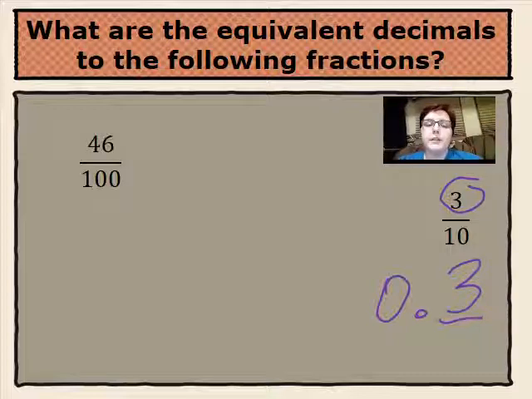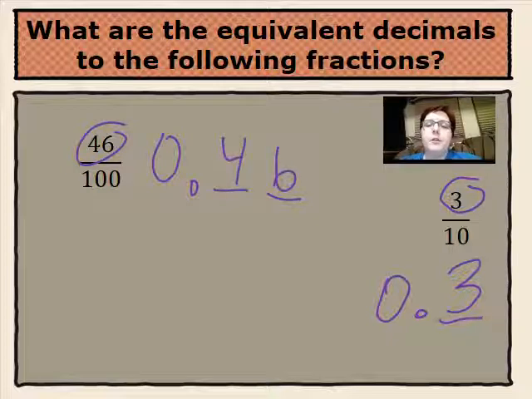The next fraction is 46/100. Just like before, we know that when there are hundredths, instead of 1 digit to the right of the decimal point, there are 2 digits to the right of the decimal point. And since our numerator is 46, we know that our decimal is 0.46.